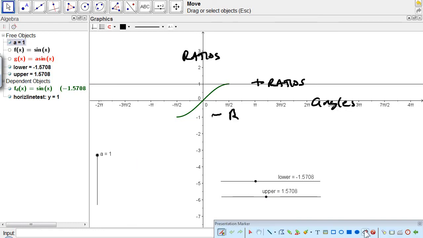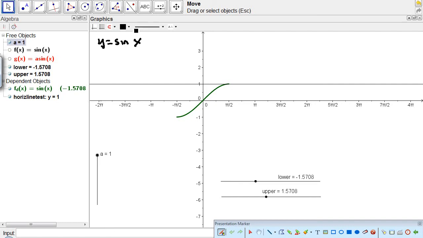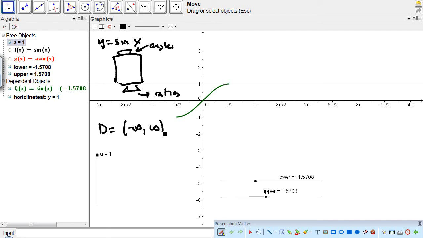Let's clear that all out. If I were to write on this side, y equals sine of x, because inside goes my angles, and out comes my ratios. Right now, normally my domain would be all reals, and my range would be from -1 to 1.